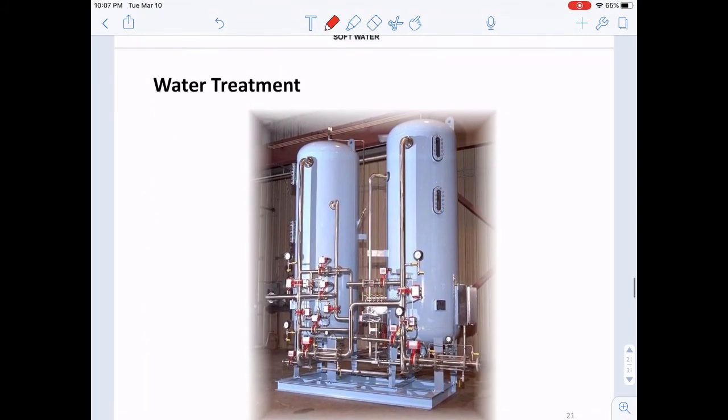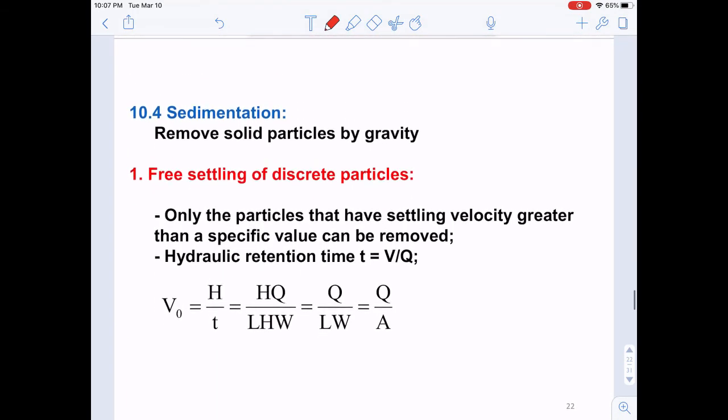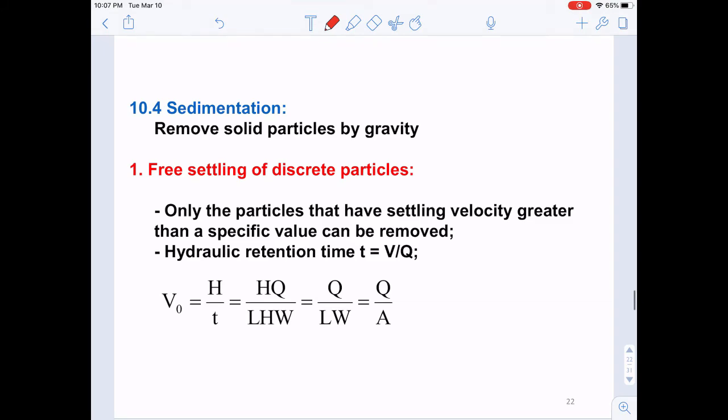All right. This is what an ion exchange device looks like, right? And I think we can further talk about sedimentation and filtration in our next class. And feel free to let me know if you have any questions. Thank you.